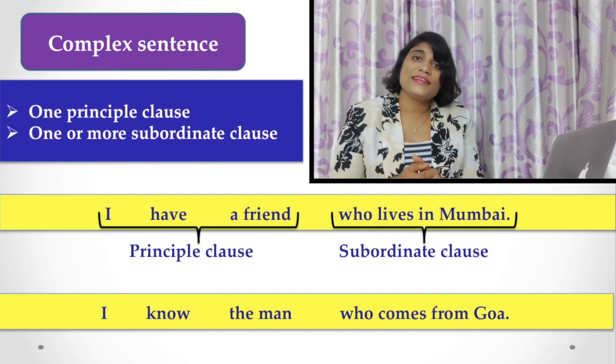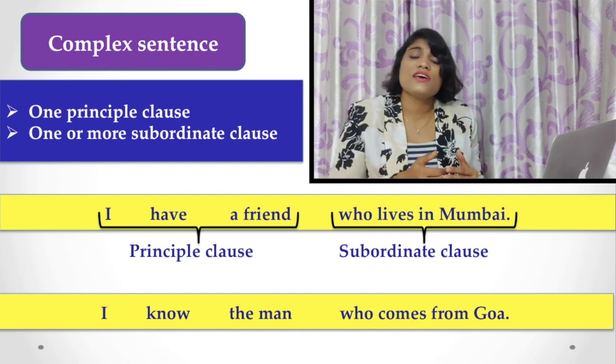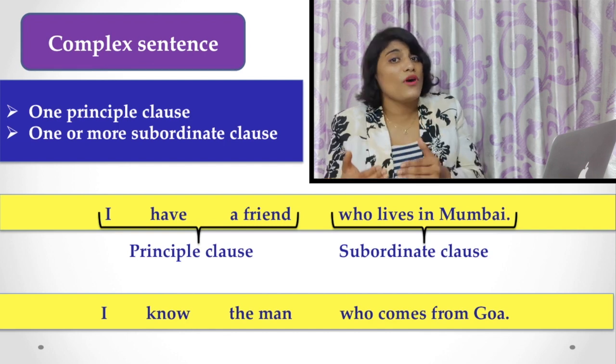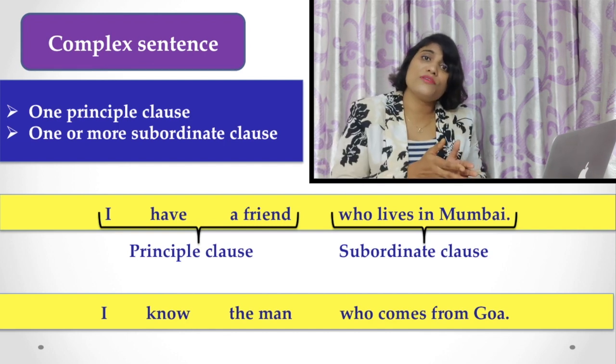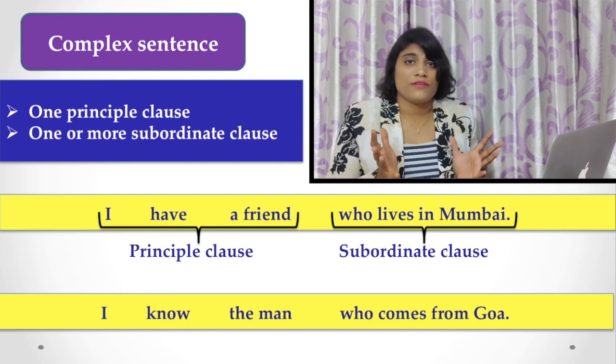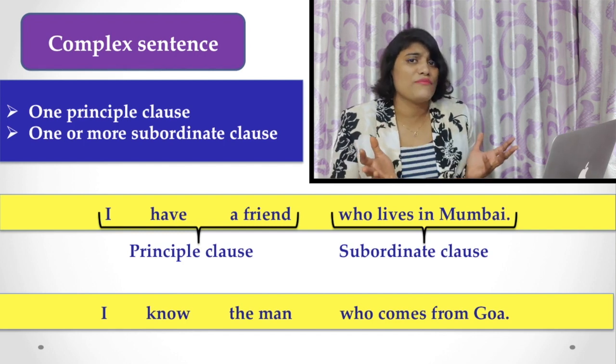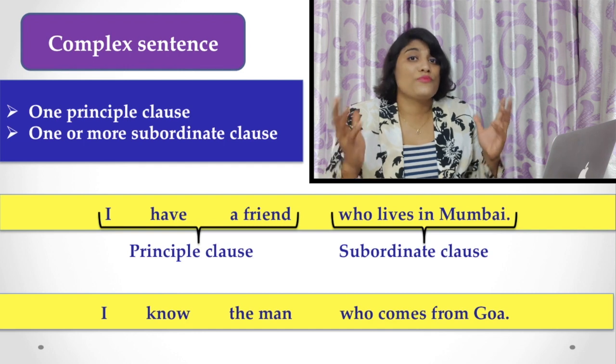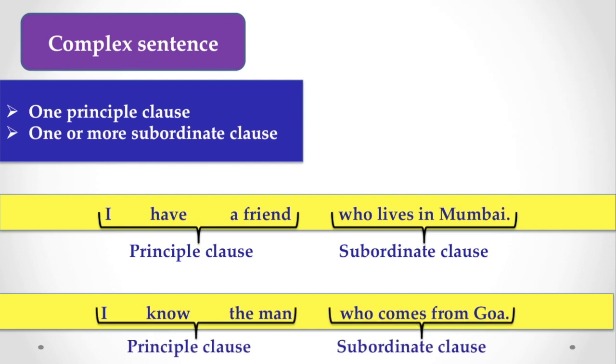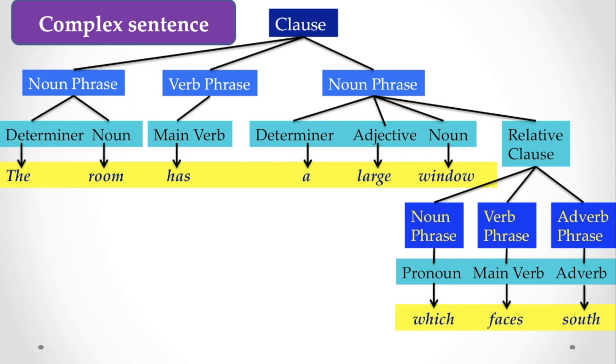So in a complex sentence, we find one main clause and one dependent clause or subordinate clause that depends on the main clause or principal clause, and they together form a meaning. But if we consider them individually, they do not have a proper meaning, or they do not make any proper sense. Now here I have given more examples, a bigger sentence, that is, the room has a large window which faces south. If we take this sentence, what do we find here?